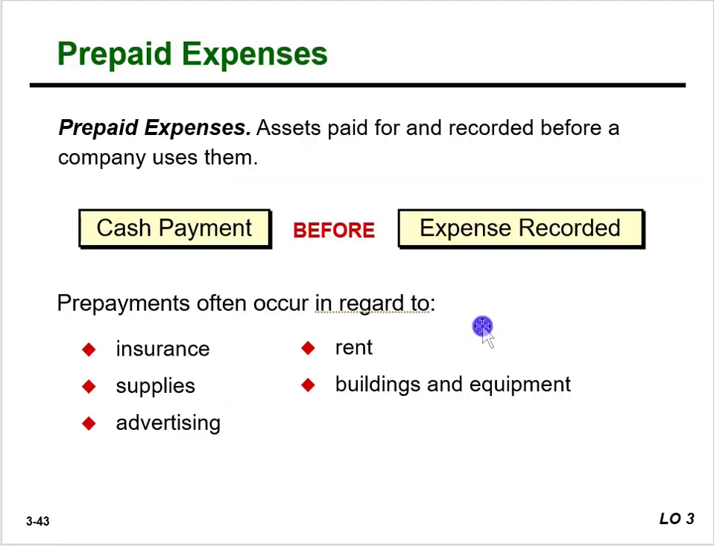So an example of prepaid expense. Assets paid for and recorded before a company uses them. And so a cash payment before expenses are recorded. And so prepayments often occur in regard to insurance, supplies, advertising, rent, buildings, and equipment.